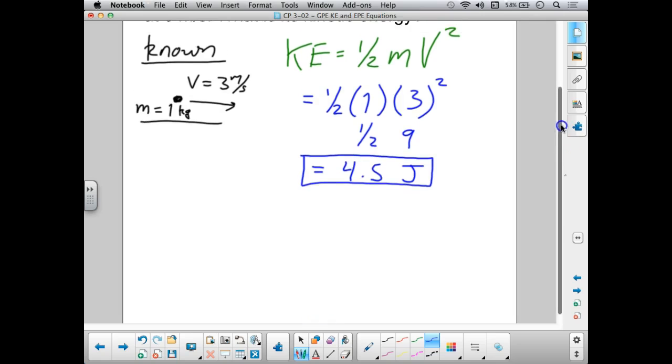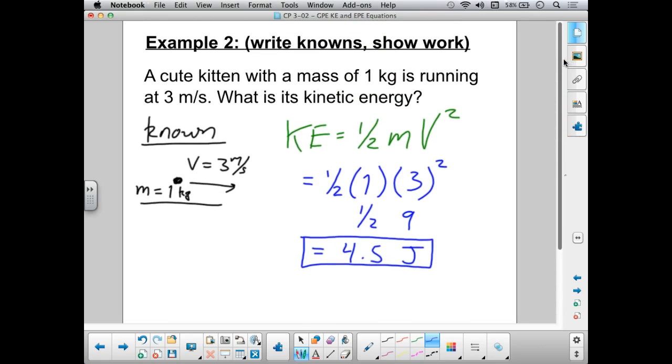So let's do a quick recap of this problem. I read over the information that I have. I summarized my known information in a neat diagram, also labeling the variables that I know with their units. And then I wrote down a statement of the relationship, the equation, K equals 1/2 mv squared. I plugged in what I know, all my known values, and I solved for the final solution of 4.5 joules of energy.